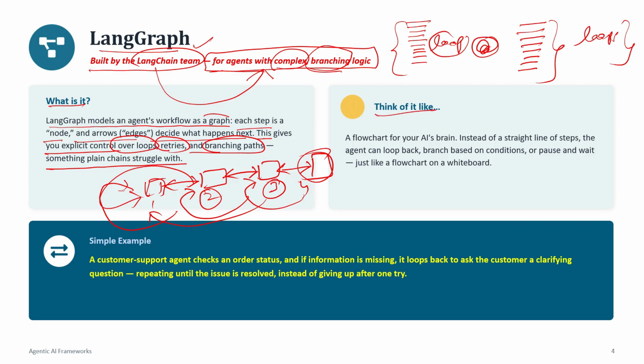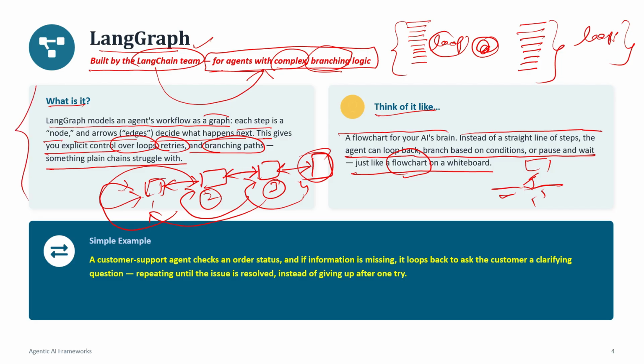So you can think of it like a flow chart for your AI brain. Instead of a straight line of steps, the agent can loop back, branch based on conditions, or pause and wait, just like a flow chart on a whiteboard. Just like we create different flow charts, similarly we have LangGraph, where we can create the AI agent with the help of a graph. We can connect the different components with the help of arrows, and then we have complete control over the AI agent flow.